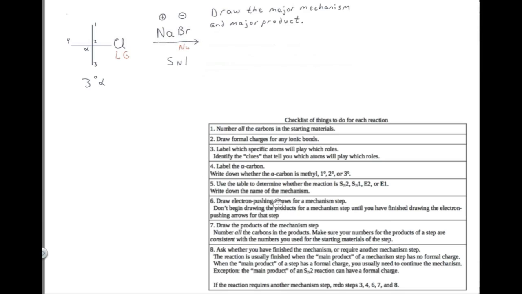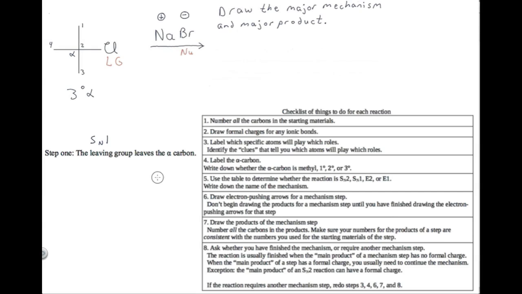Now the next step is to draw electron pushing arrows. Now, how do we draw those? Well, we have to remember this is an SN1 reaction. There will be 2 steps. Do you remember what happens in the first step for an SN1 reaction? Well, we've memorized that in the first step of an SN1 reaction, the leaving group leaves the alpha carbon. So we need to show the electron pushing arrows for that to occur.